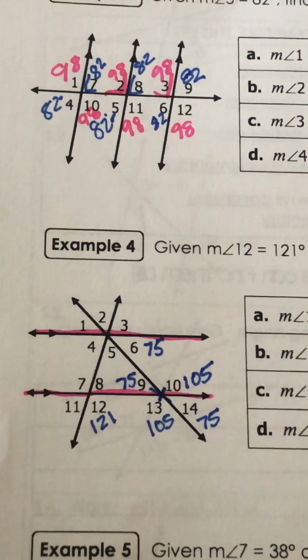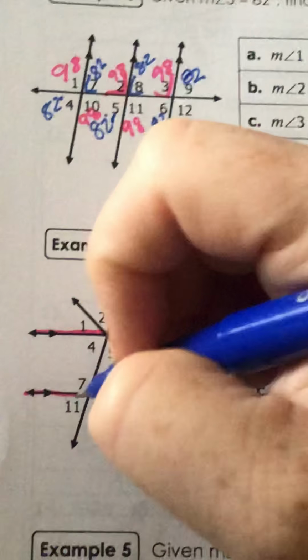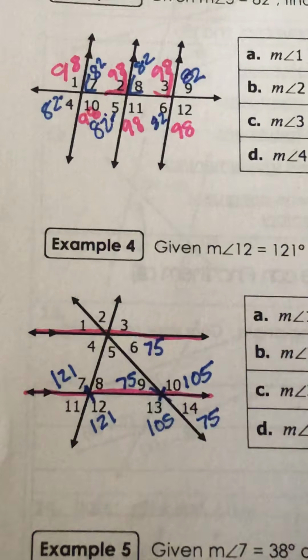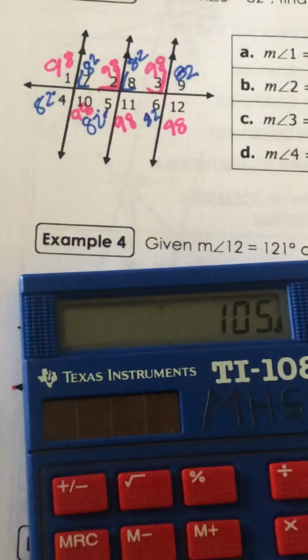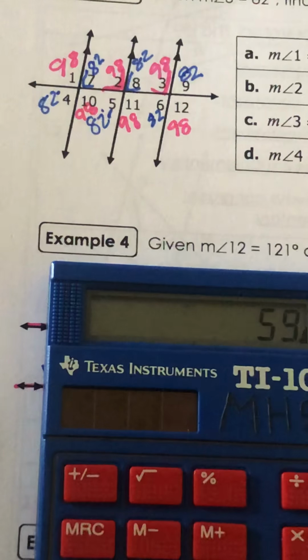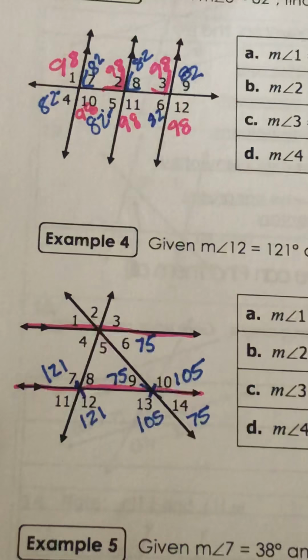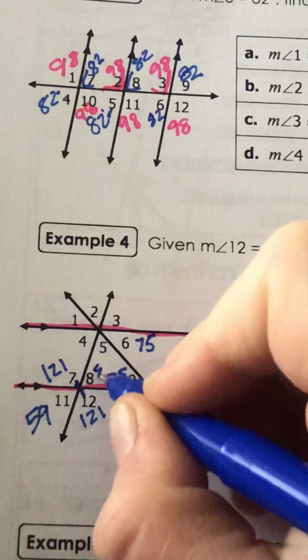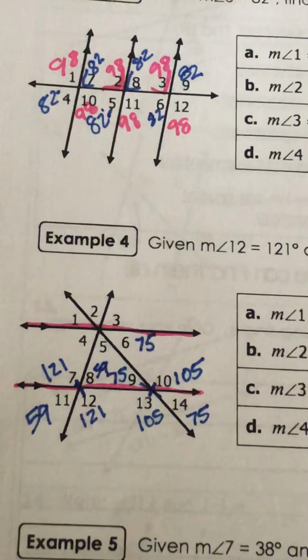Okay, then we can do vertical angles for 7 and 12, right? 121. And then let me figure out what angle 11 would be. 180 minus 121, 59. So then angle 8 is 59 degrees. Okay, that's a lot for right now.